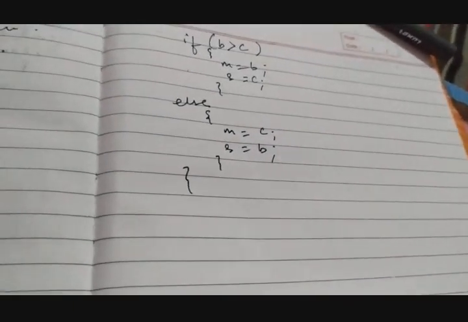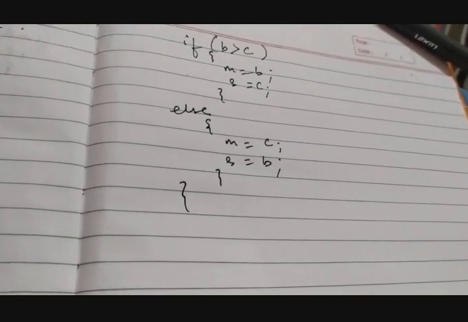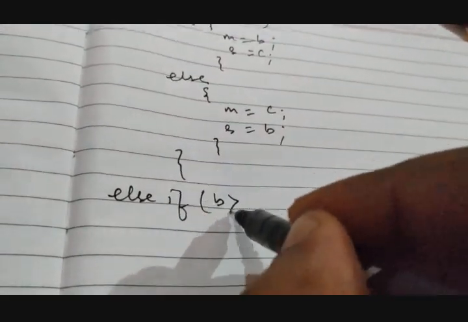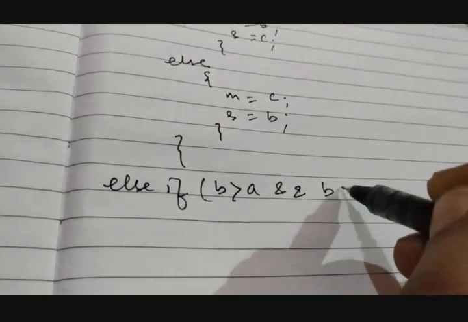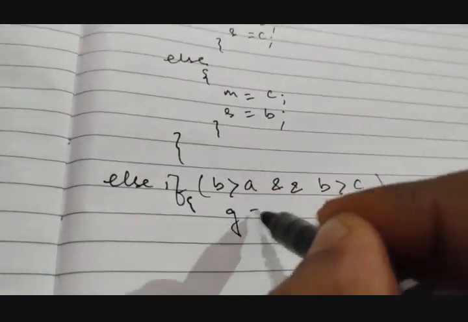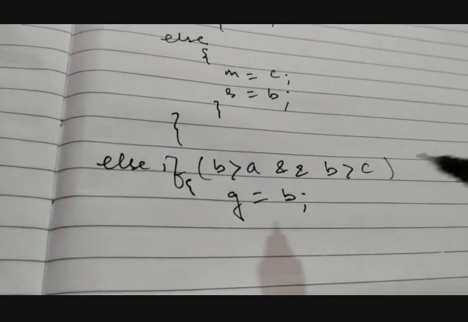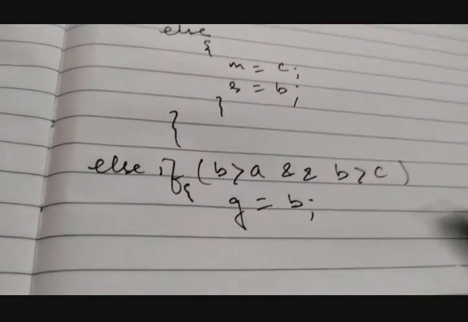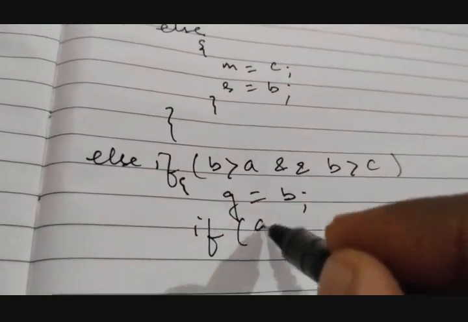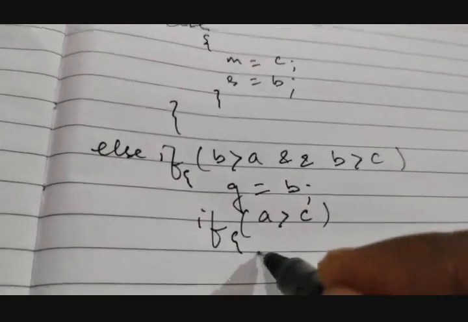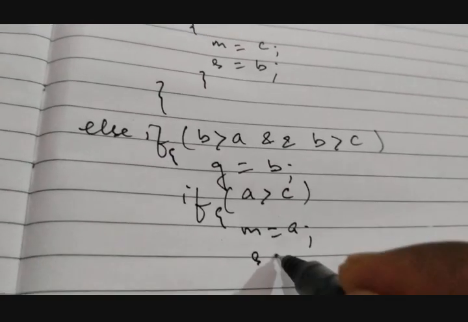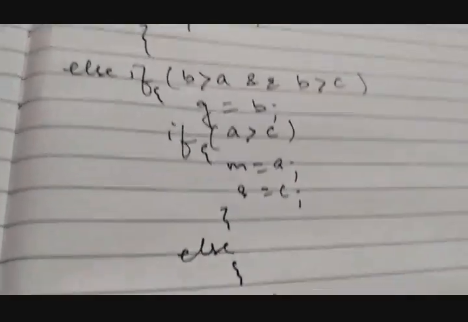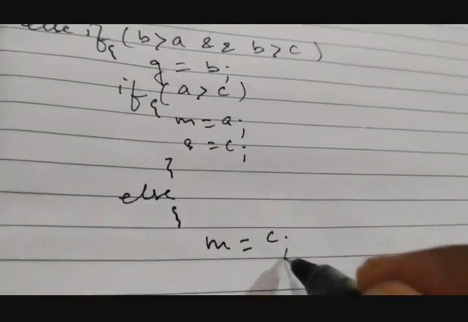When A is greatest, who will be middle and who will be smallest? It may be possible that A is not the greatest, so else if B is greater than A and B is greater than C, then greatest will be B. Now who is left? A and C. So between these two we have to decide who is middle and who is smallest. If A is greater than C, then middle equals A and smallest equals C. If not, else middle will be C and smallest will be A.